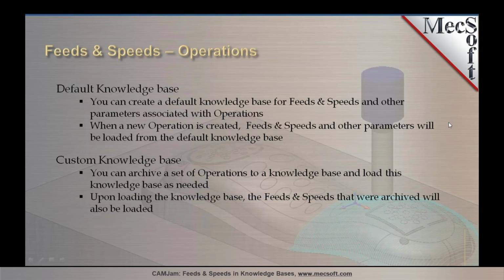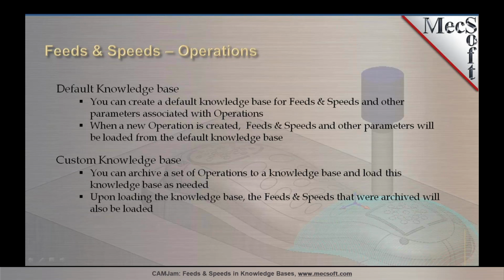Now, you can also create a custom knowledge base where you can take a set of operations and load those to a knowledge base. So these are operations that you would commonly be using, and you define these operations once, you define the parameters, including the feeds and speeds, and you store it in a knowledge base. And you can then reuse this knowledge base in your next project, and all the operations and the parameters and the feeds and speeds that were archived will now be available to you. So once again, this saves you a significant amount of time in being able to define, archive, and reuse. And Uday will walk you through some examples now.